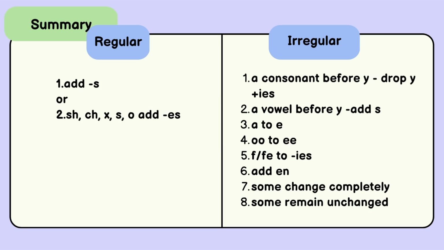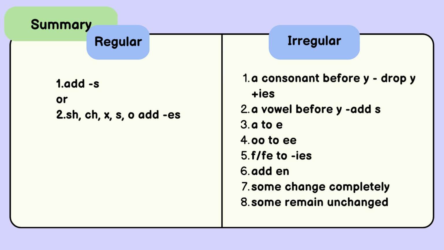Now let's do a quick review of what we have learned. Regular nouns, to change them into plural forms, we add s or es. Words that end with sh, ch, x, s, and o, we have to add es at the end. Irregular nouns do not have any specific rule to follow when changing them into plurals. However, here are the tips that we learned. If a word ends with the letter y and has a consonant before it, drop the y and add ies.